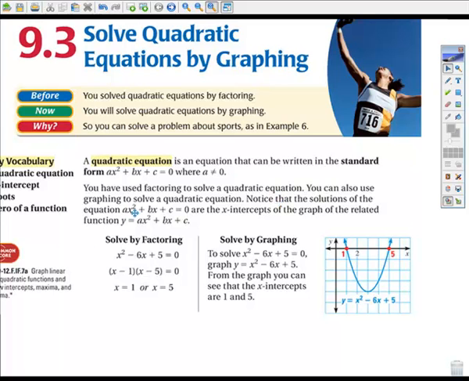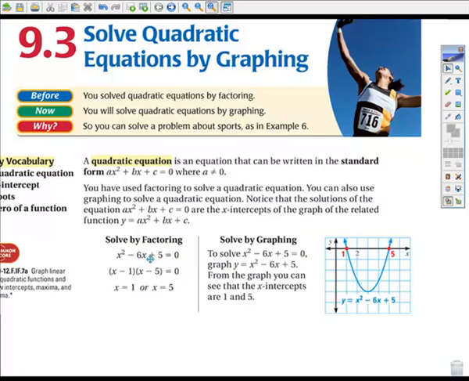Notice that the solutions of the equation ax squared plus bx plus c equals 0 are the x-intercepts of the graph. I've spoken to you about that before we actually looked at what the graph is. I said where the parabola crosses the x-axis, those are the solutions. It's what is x when y equals 0. And so here's an example.